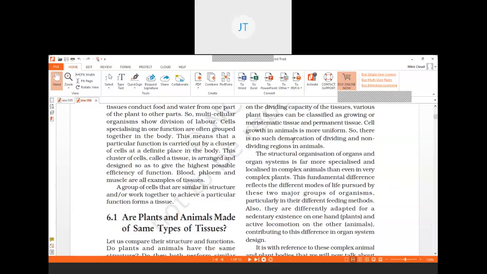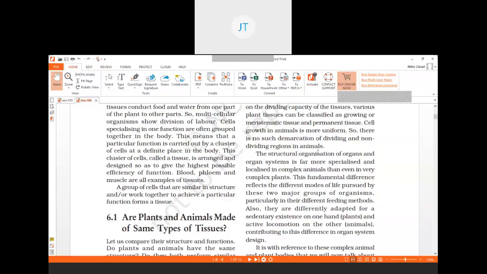But in the case of plants, we can easily demarcate them, or we can easily separate them. By seeing them, we can say that this is the non-growing part and this is the growing part. So that kind of demarcation of dividing and non-dividing region in animals you cannot see.